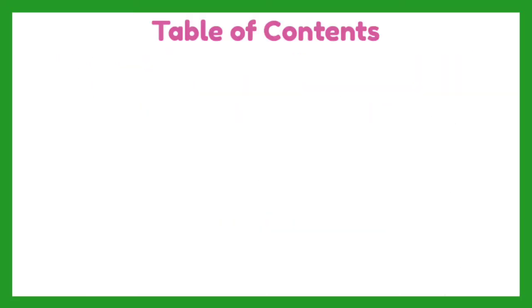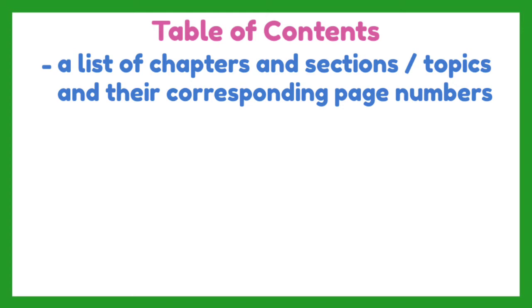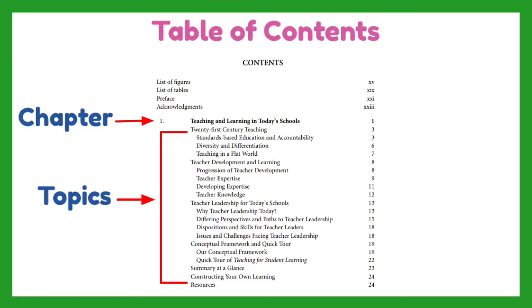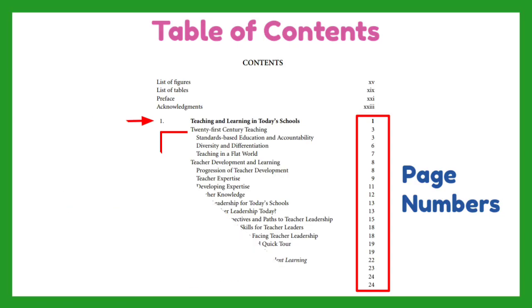Another one is the table of contents. It contains a list of chapters and sections or the specific topics in the book and their corresponding page numbers. This is an example of a table of contents. You can see here the chapter, the specific topics in the book, as well as their page numbers.